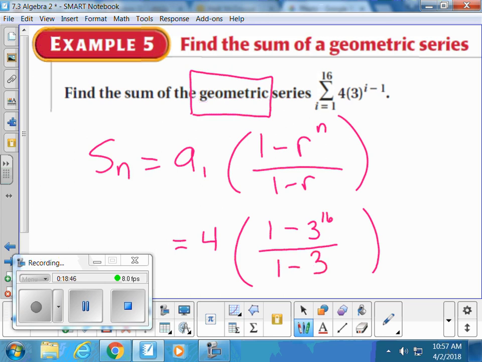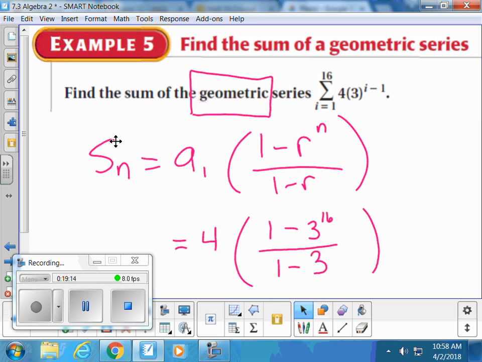So do not type it in all at once. I'm going to verbally tell you how I would type this in. I do it in little pieces and parts. So I would type 1 minus 3 to the 16th. I would click enter. That's going to give me a very, very large number. Then I would divide it by, I would calculate out the 1 minus 3 in my head, get negative 2. So I would divide by negative 2. Also another very large number.